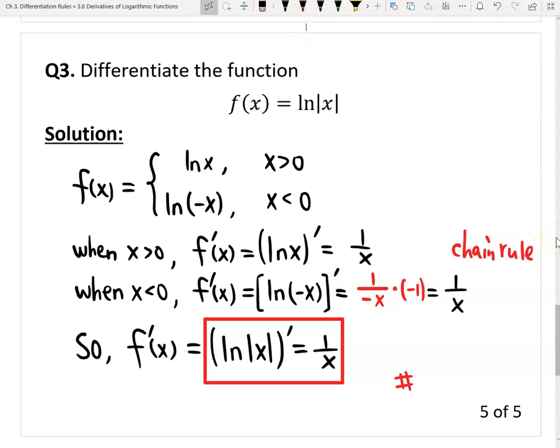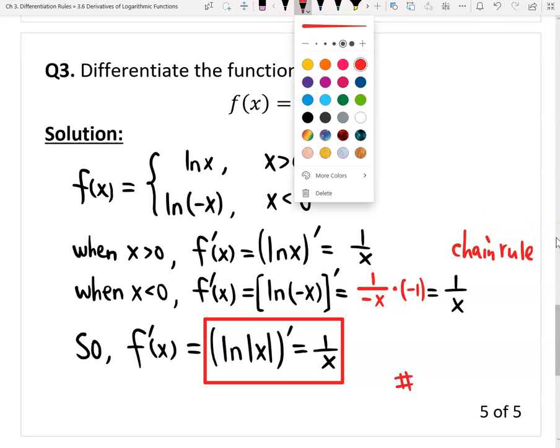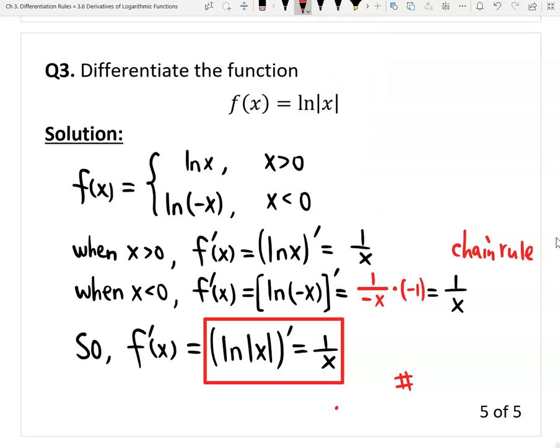So I will highlight this. In the future, try to memorize this and directly use the result. That's all for this topic.